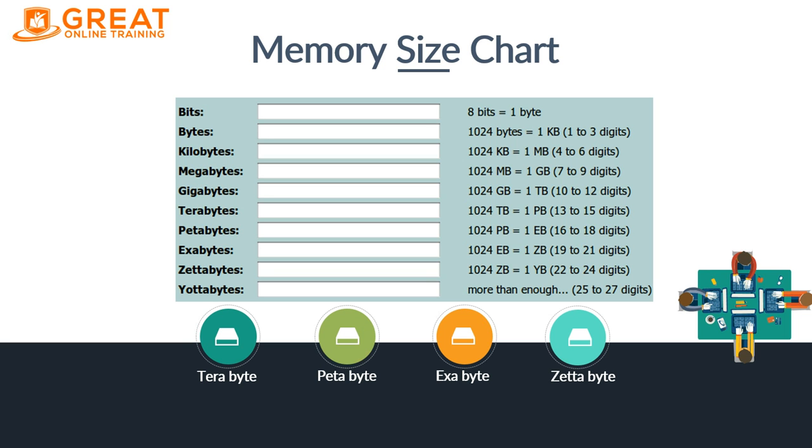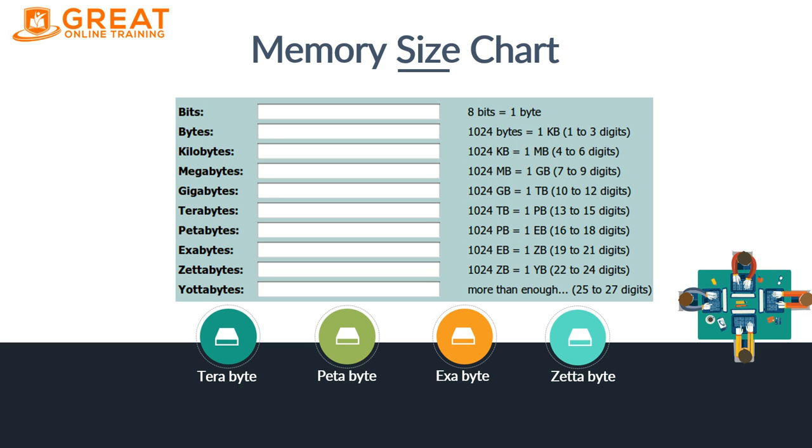So a zettabyte is approximately 1 trillion gigabytes. So how many zeros will be there in a zettabyte? It is almost 22 to 24 digits. A zettabyte is a very huge amount of data.